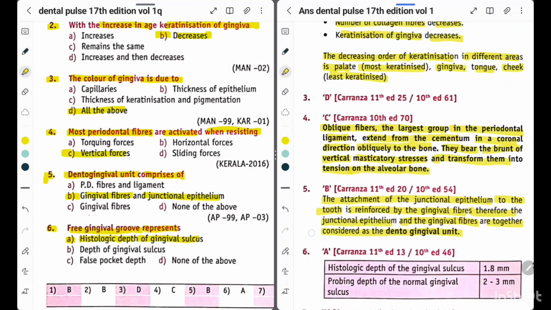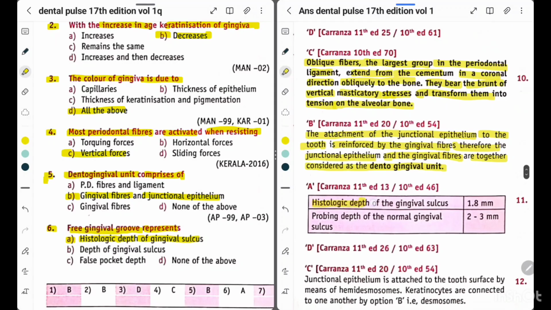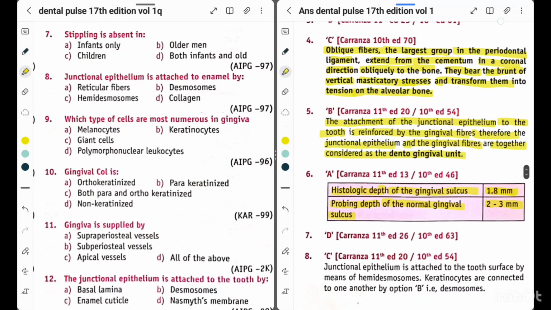Okay, explanation: histologic depth of the gingival sulcus is 1.8 mm. Probing depth of the normal gingival sulcus is 2 to 3 mm. Okay, so free gingival groove represents histologic depth of gingival sulcus.